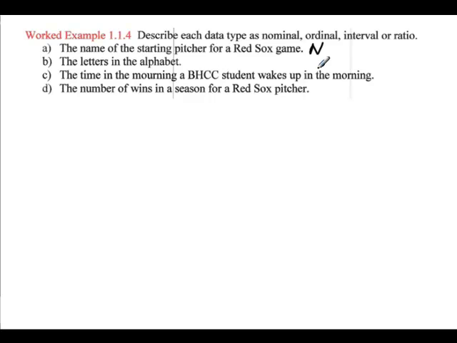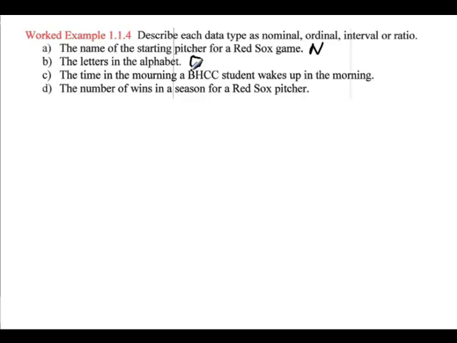The letters of the alphabet. Letters of the alphabet certainly have names, but they also come with a natural ordering to them. A first, B second, C third, and so on and so on. And so there is order here. And so we're going to go with more than just nominal, ordinal for the letters of the alphabet.